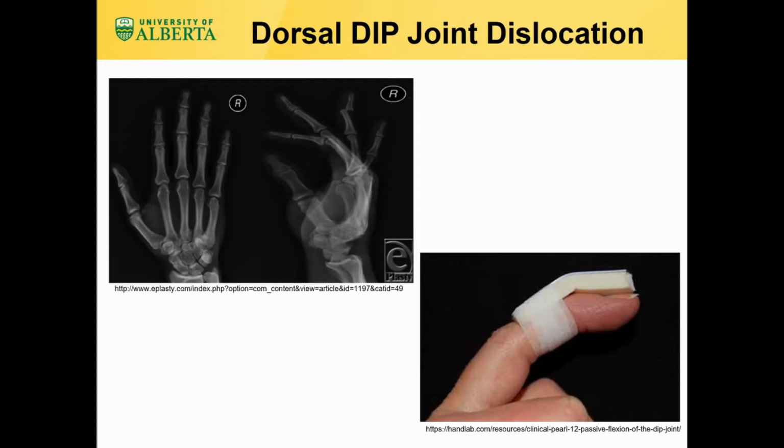Closed dorsal dislocations can be reduced externally through longitudinal traction with the distal phalanx in slight flexion. If the dislocation is irreducible, it is usually because there is a soft tissue, such as the volar plate or flexor tendon, in the joint space. Open reduction is required to clear the soft tissue.